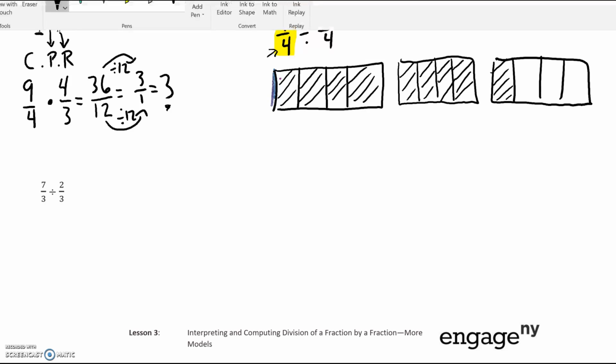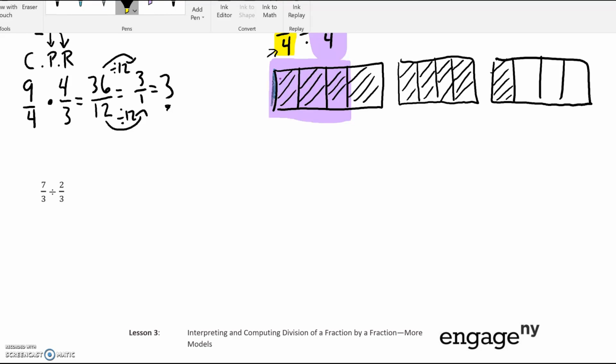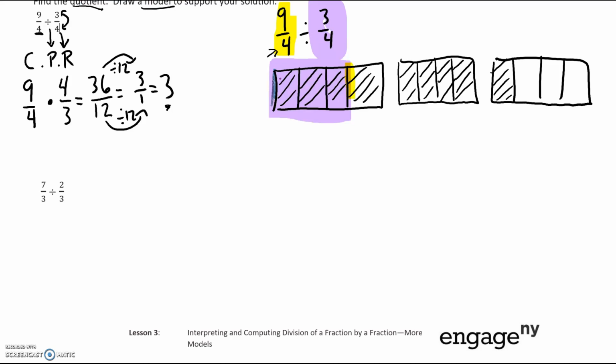So now I need to break it up into groups of 3/4. Remember, this is how big my group sizes are. So I have 4/4 right here, so I need to take 3/4. So here is 3/4. Here is another 3/4. So remember, 3/4, I'm taking 1, 2, 3 pieces because I only want 3/4.